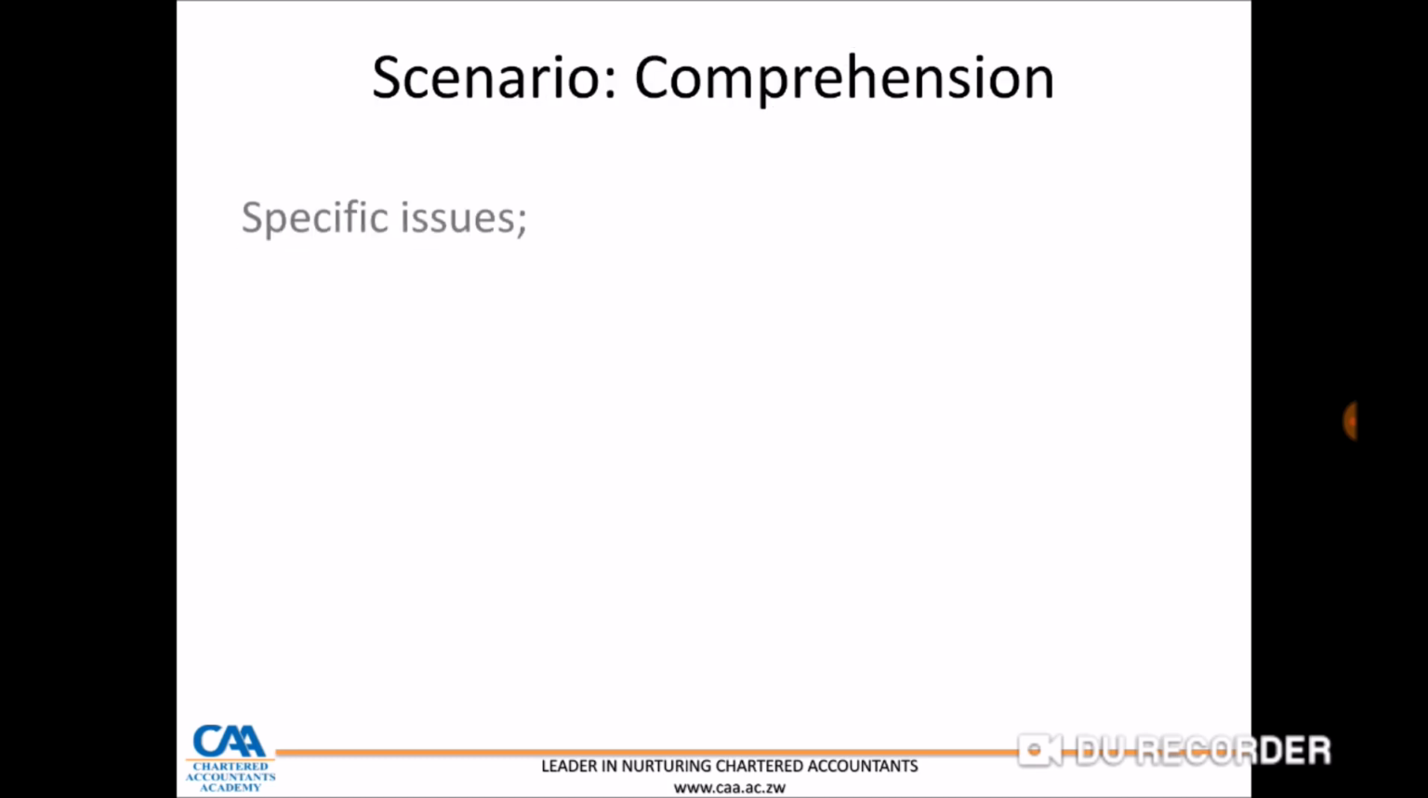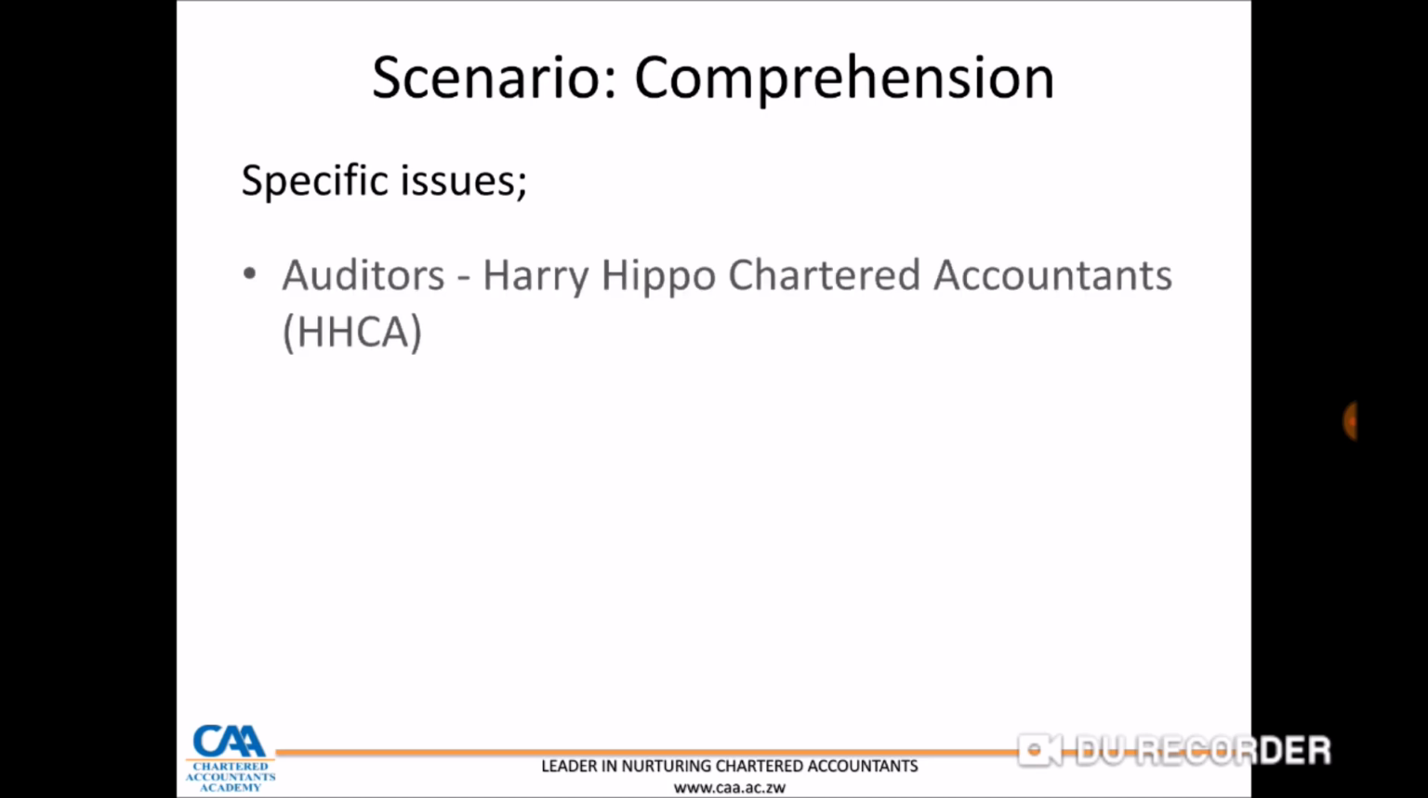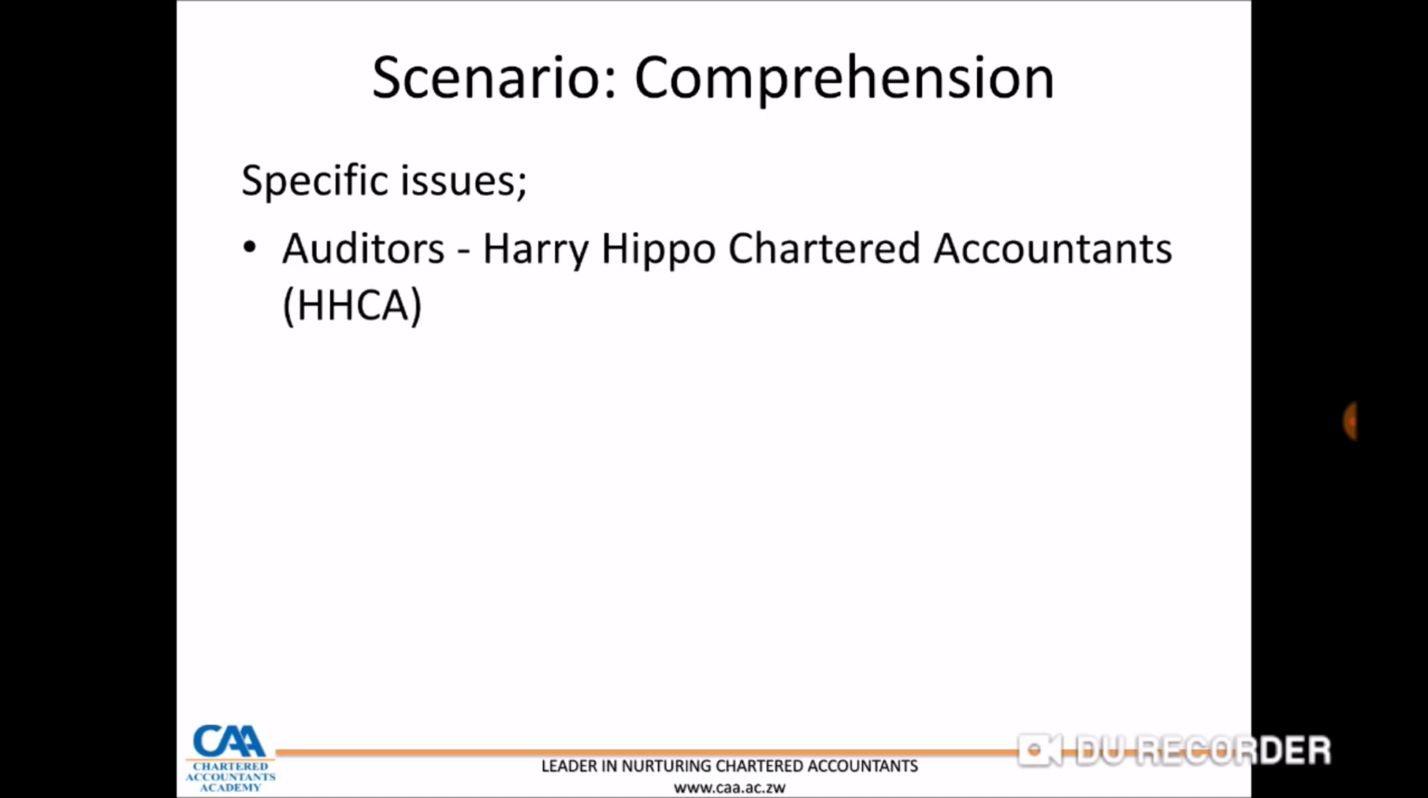So going on to scenario comprehension, there are specific issues that you're supposed to have identified within the case study. Who were the auditors? Harry Hippo, Chartered Accountants. So that when you write your solution points, you're not just referring to the auditors. Mention them by name to show the examiner that when you read, you understood who the auditors were.